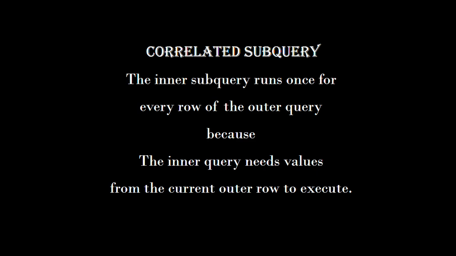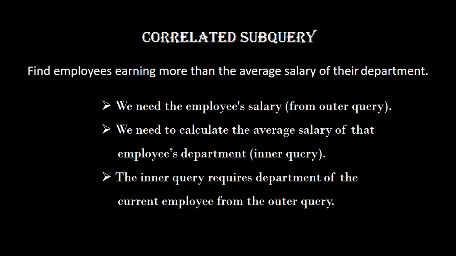Now let's see how a correlated subquery works. The inner subquery runs once for every row of the outer query because the inner query needs values from the current outer row to execute. So let's see the demonstration.